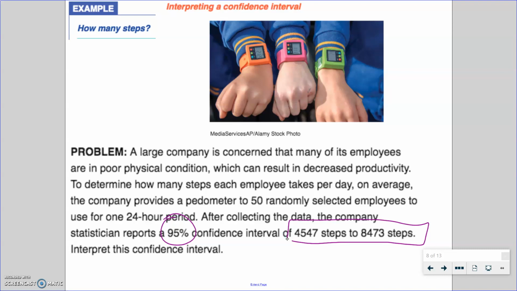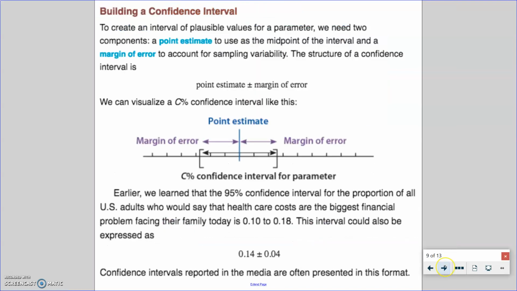Basically we would say we are 95% confident that the interval between 4,547 steps and 8,473 steps contains the true mean number of steps per employee. That is how you would say something like that.